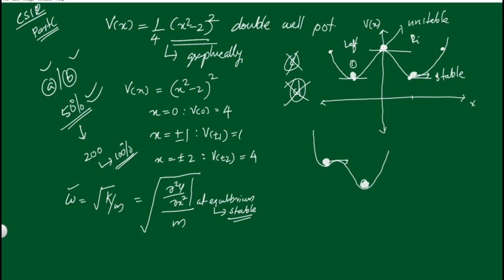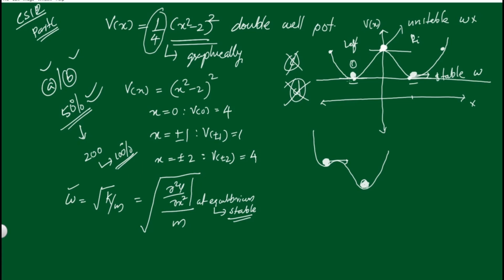So if the particle is at this position, it will not execute SHO. There will not be any periodic motion. And if the particle is at a stable position, this or this one, then it can execute oscillations. And if you consider this 1 by 4 times, then the reference axis will pass through this one. Then this will be the reference line.